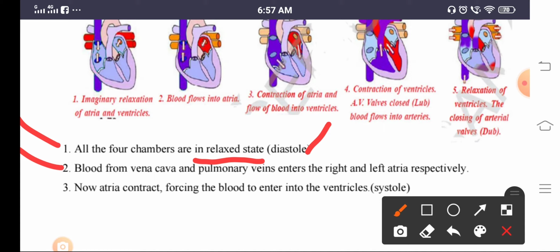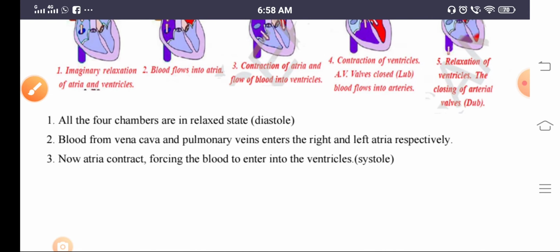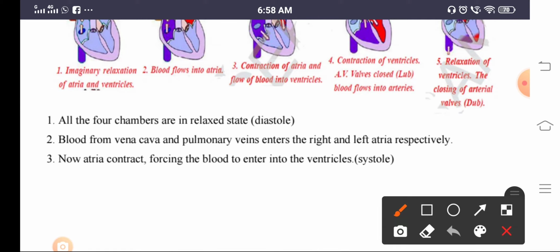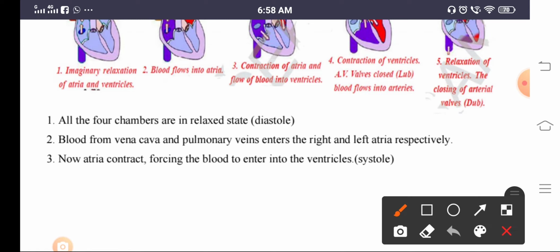Now, when you take the second step, imagine our heart has 4 chambers. From the caval veins, blood enters the right auricle, and from the pulmonary vein, blood enters the left auricle. In the second step, blood comes from the vena cava and the pulmonary vein into the right auricle and left auricle. Now let us take the diagram and understand again.